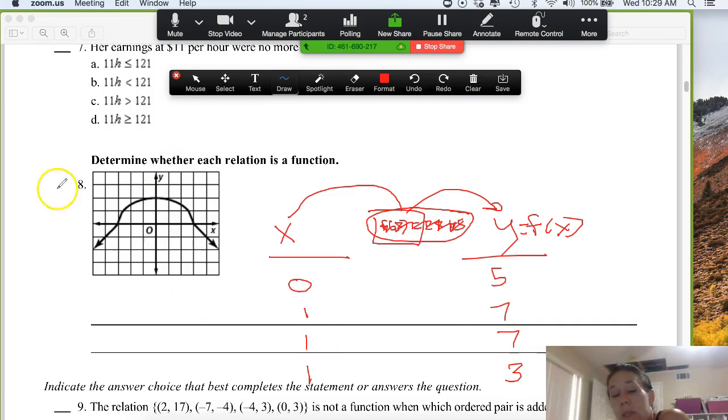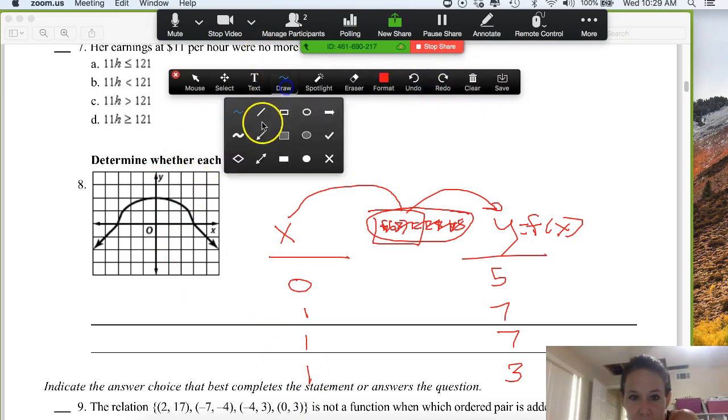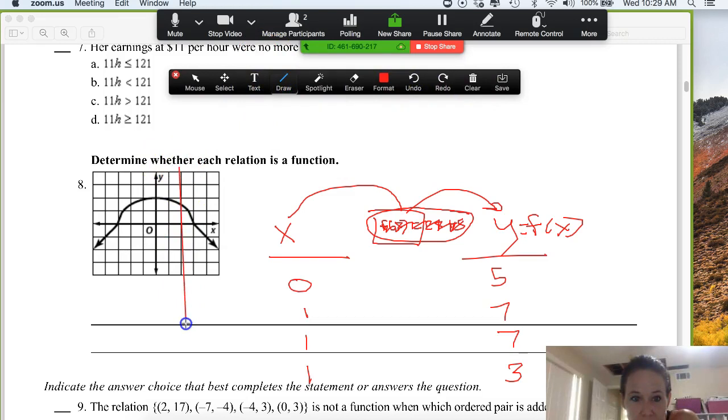So there's a test with a graph. It's called the vertical line test, right? If you draw a vertical line anywhere on this graph, and that was not a vertical line, that was a squiggly line. If I draw a vertical line anywhere on this graph, I should only hit it once. If I hit it once, I have a function, right?